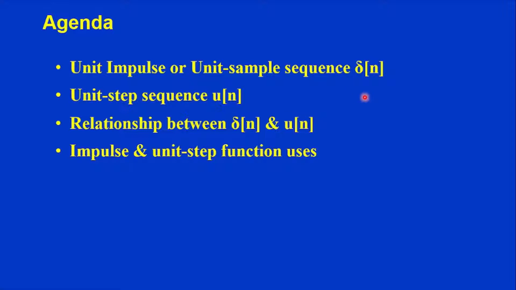We will initially look at two important elementary signals in the discrete version form. The first one is unit impulse, also called unit sample sequence or a delta function, which is denoted as delta of n. Similarly, the second elementary signal that we are going to discuss is unit step sequence, which is denoted as u of n. These are elementary signals. They have a standard notation, unlike arbitrary signals which are denoted by other notations like x of n, etc.